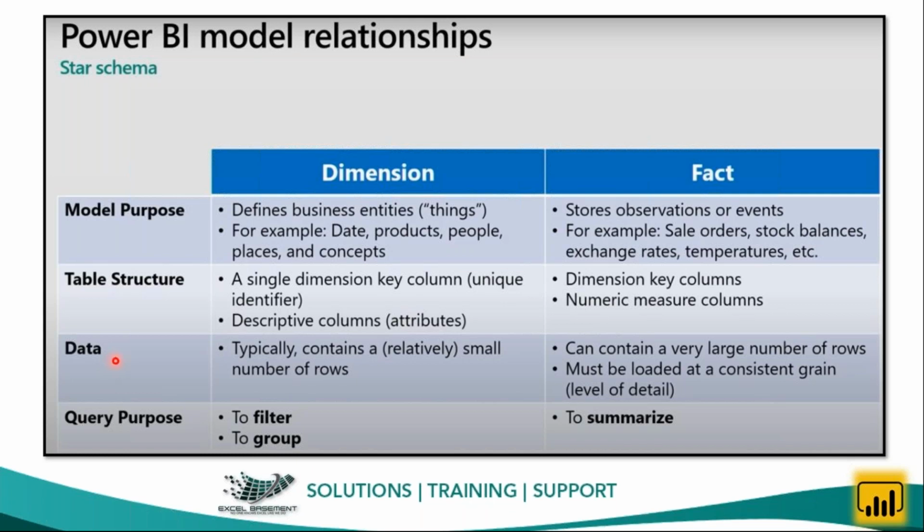So the data related to the dimension table is typically a small number of rows, because we don't find millions of rows in the dimension table, whereas you can see very large, big data in the fact table. The query purpose of the dimension table is to filter or to group, because at the end of the day we apply slicers and filters in the dashboard, so dimension tables are very good for that. But to summarize an analysis, we go for the fact table, right? So these are some of the differences between the dimension and the fact table.